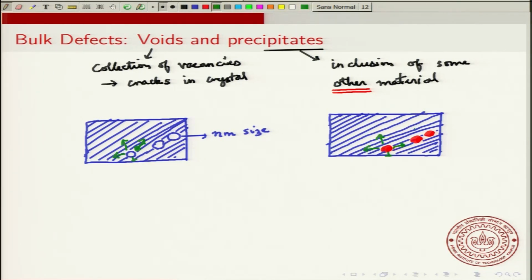And what is to be noted is that the voids and the precipitates will have very different effects. I mean the forces due to a precipitate will be very different than due to a void, and these forces will depend on the precipitate also. And so the mechanical properties of the crystal are greatly affected by the presence of voids and precipitates. And so this basically concludes the discussion on the line defects, planar defects and bulk defects.